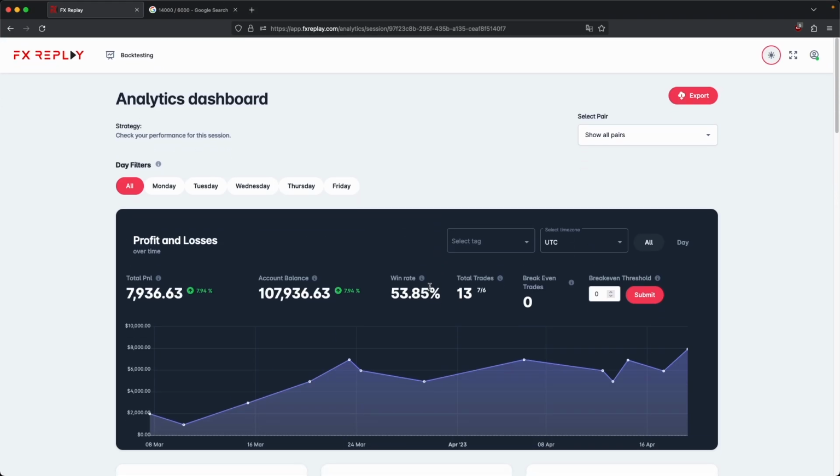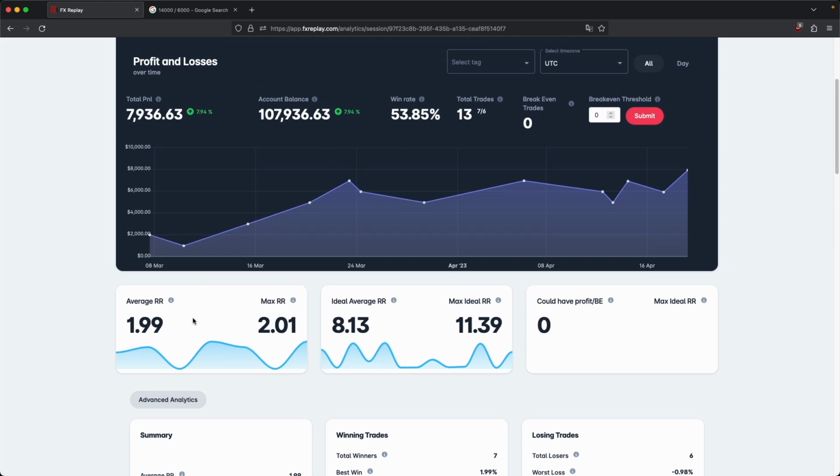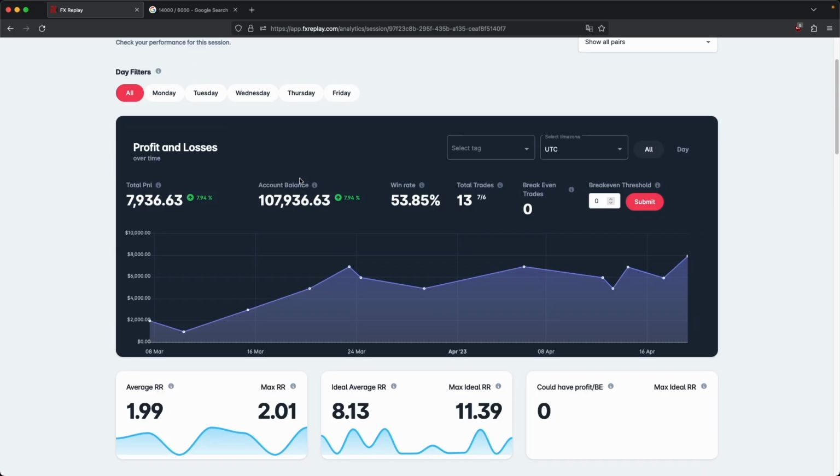So it doesn't matter if you have a very low win rate, a high risk to reward ratio, or very high win rate and low risk to reward ratio. As long as your profit factor is above 1, the P&L gains will just happen naturally.